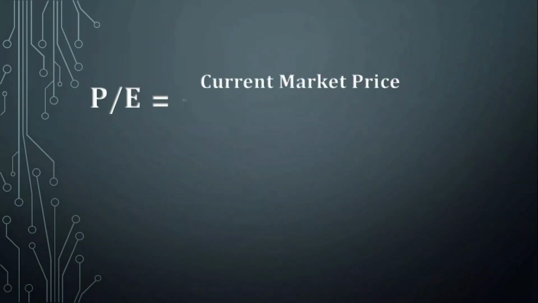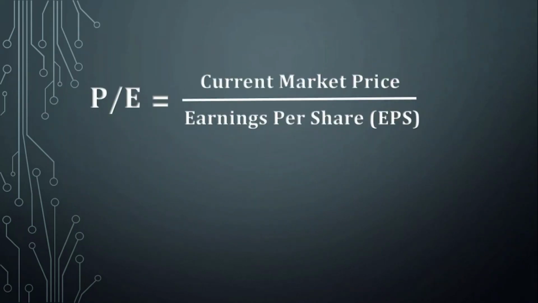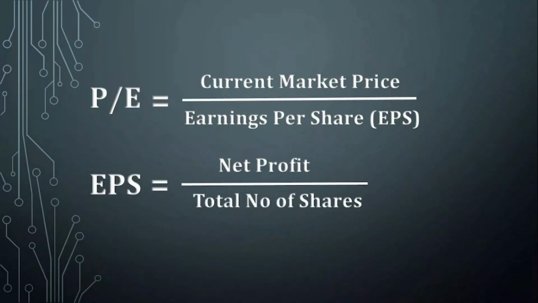The price to earning ratio is equal to current market price divided by earnings per share. Here the term in the denominator, which is earnings per share or EPS, is the amount of profit that the company is generating in a year per share. The formula for EPS is net profit divided by total number of shares. Let us understand with an example.